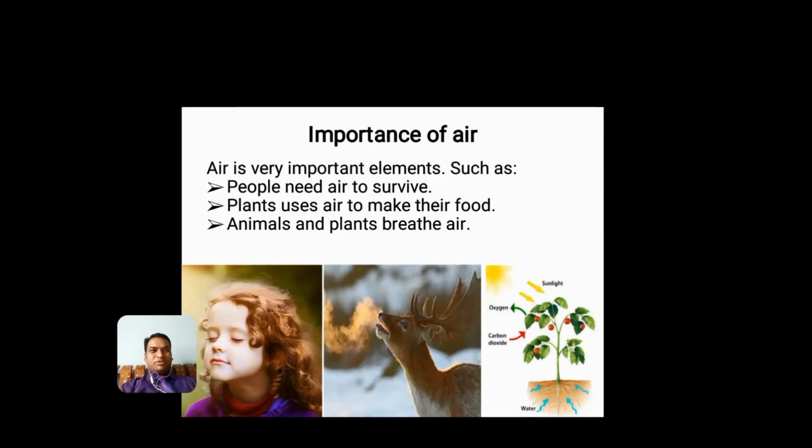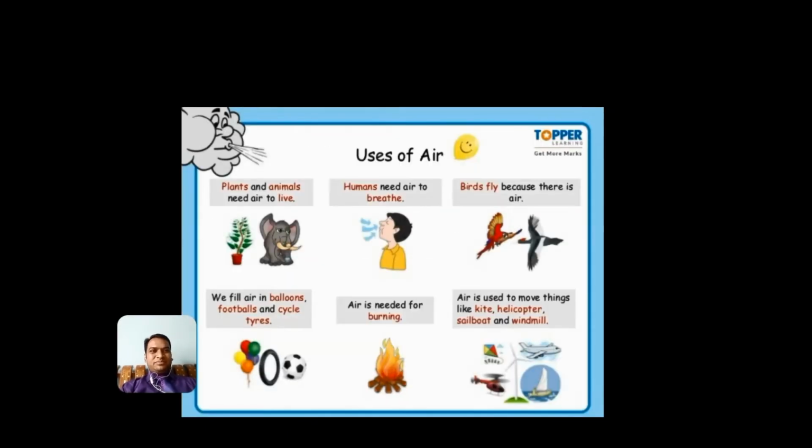Now we need to talk about the importance of air. Air is a very important element, such as people need air to survive. Plants use air to make their food. Animals and plants breathe through this air. So air is very important for our day-to-day lives. Now we'll see some of the uses of air. Plants and animals need air to live. Humans need air to breathe. Birds fly because there is air, and we fill air in balloons, footballs, bicycle tires, etc.